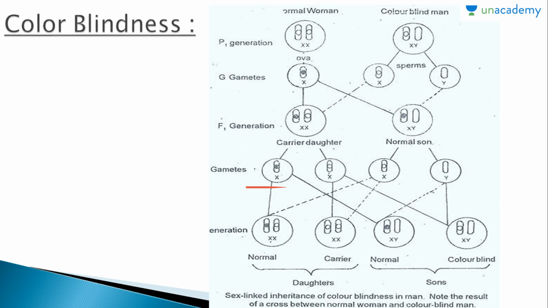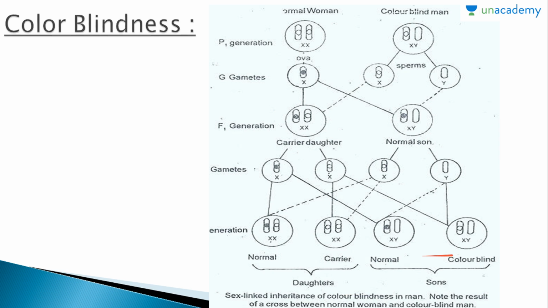Now when gamete formation takes place here also, we obtain carrier X, normal X, and normal X and Y. When we cross all of them, we obtain a normal daughter, a carrier daughter, a normal son, and a color blind son. For a detailed view, you can stop and have a look at this diagram. This diagram explains the sex-linked inheritance of color blindness in men. Note the results of the cross between a normal woman and a color blind man.